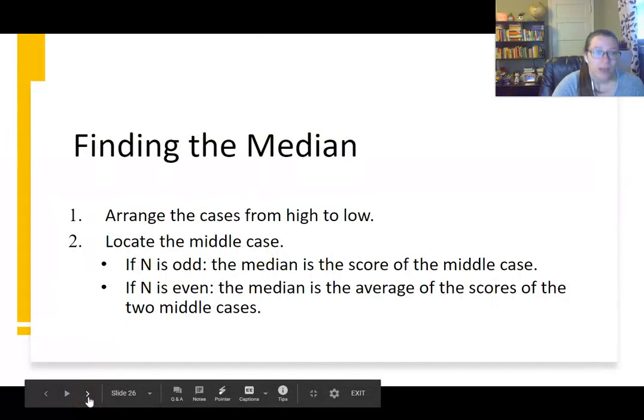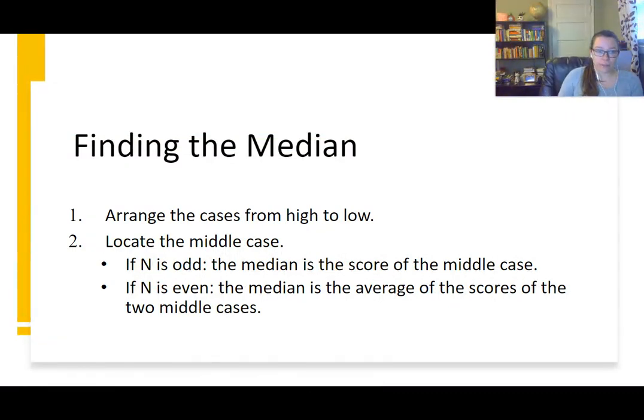All right, so to find the median, we are going to arrange our cases from high to low, and we are going to find the middle case. An easy way to figure out what's going on is to figure out if n is odd, the number of people in our data or the number of responses in our data. If n is odd, then the median score is the score of the middle case. But if n is even, then the median is the average of the scores of the two middle cases.